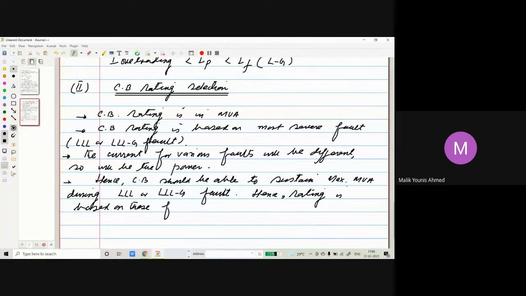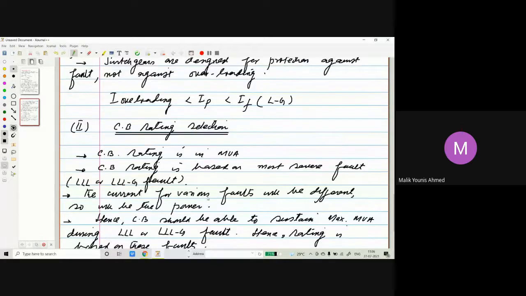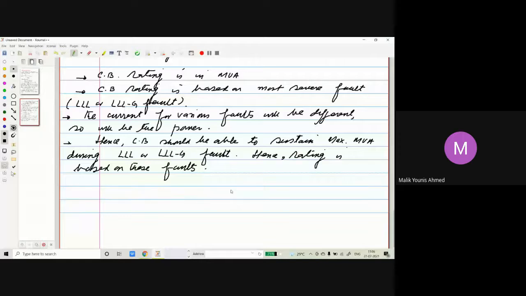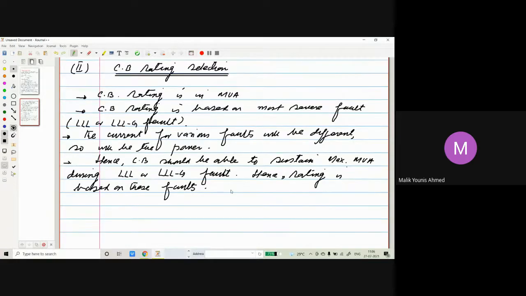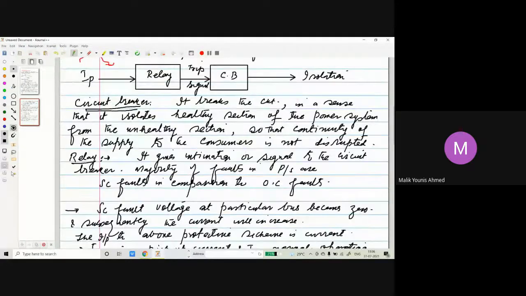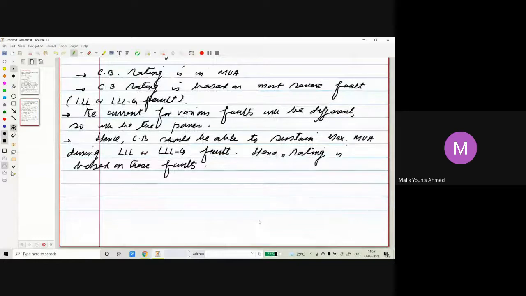So it should be very clear if somebody will ask you about the relay. It's based on the least severe fault, while the circuit breaker is on the basis of the most severe fault, that is triple L fault or triple LG fault, because it should be able to sustain the maximum power. So this was about the relays and the circuit breakers. Very simple, and objectives of fault analysis. These are our objectives, and this is the protective scheme we will be having.